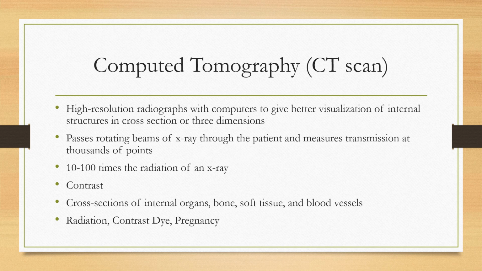A CT scan, just like an X-ray, but helps provide that 3D image that the X-ray lacks. And so it passes rotating beams of X-ray through the patient and measures transmission at a bunch of different points. Like I said, 10 to 100 times the radiation of an X-ray. Sometimes it's used with contrast, which can be damaging to the kidneys, so that's something we need to keep in mind. And it's most often reported in cross sections.